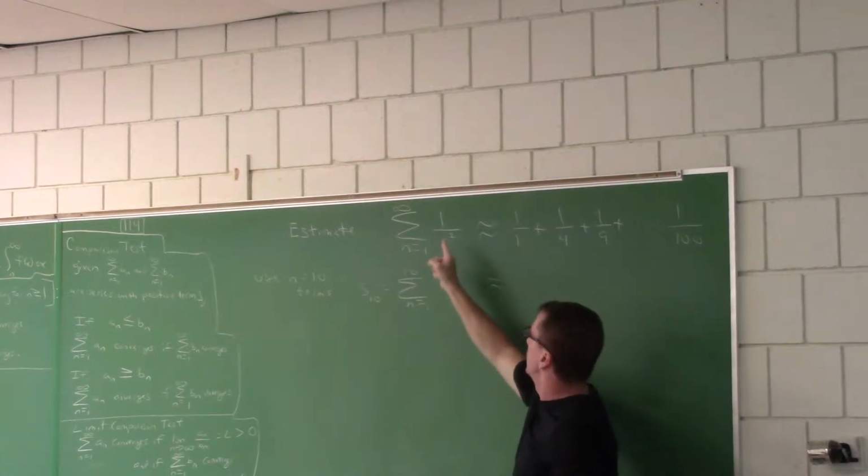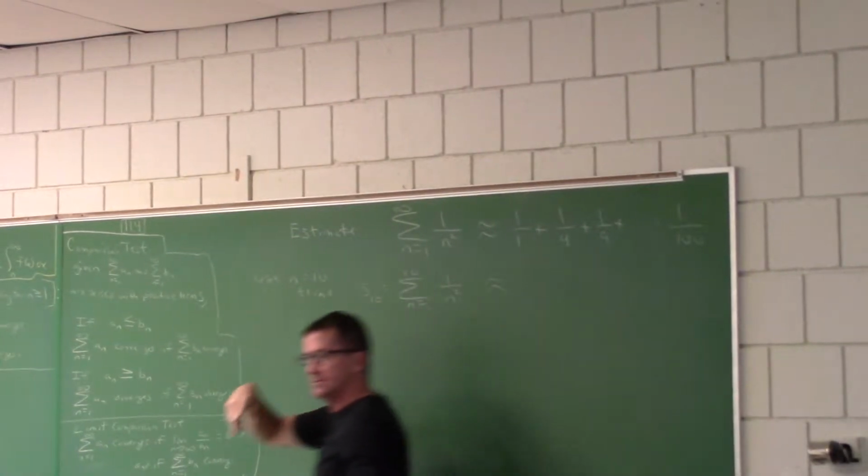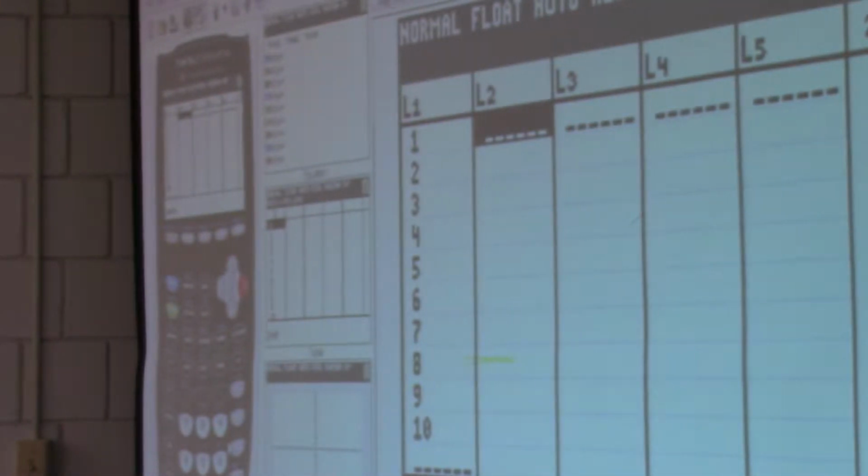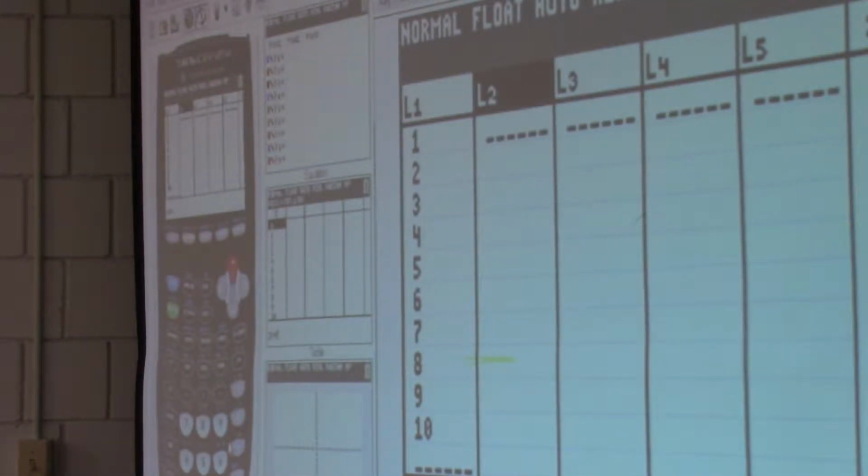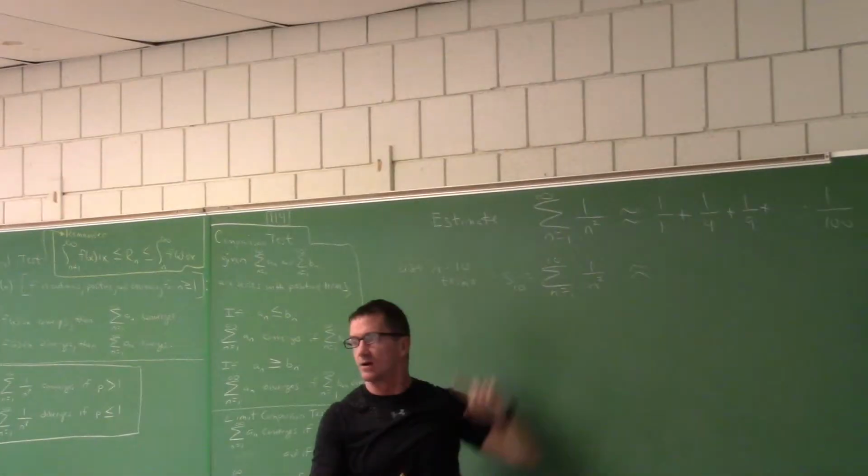So I'm going to plug in a 1, but I want it to take 1 over and square that number, right? So I'm going to go over to L2, and watch me carefully. I'm going to up arrow here, and highlight L2, and I'm going to type 1 division L1 squared. Okay? That's what I'm going to type.